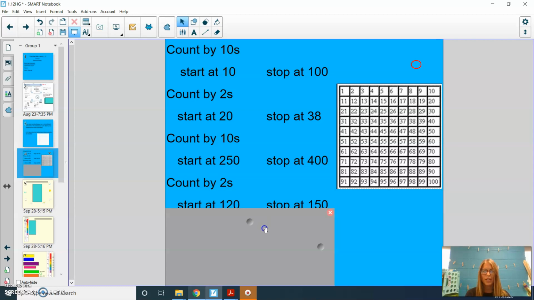We'll try one more counting. This time we're going to count by twos. We're going to start at 120 and we're going to stop at 150. Now, second graders, what I'm going to do is put my marker on 20. And I know when I'm seeing that number 20, I need to really think that it's 120. And I'm going to stop when I get to 150. Okay? So I'm going to borrow my tens and ones digits from my grid, but I know I have to add 100 to each of those.